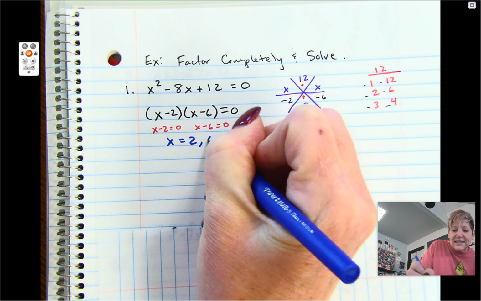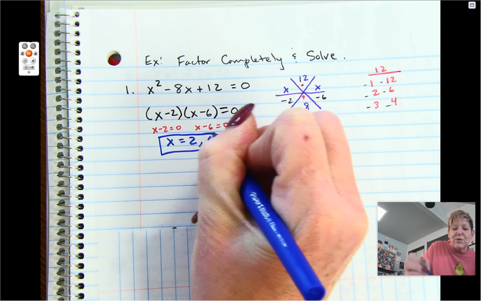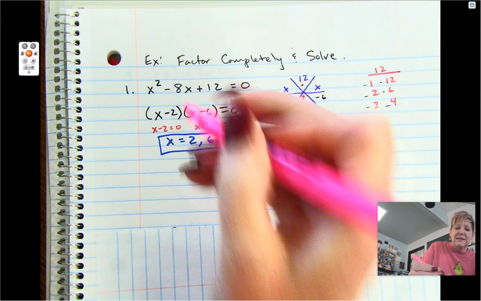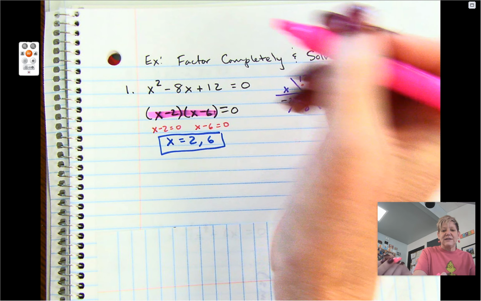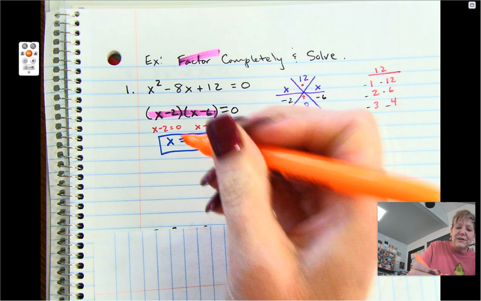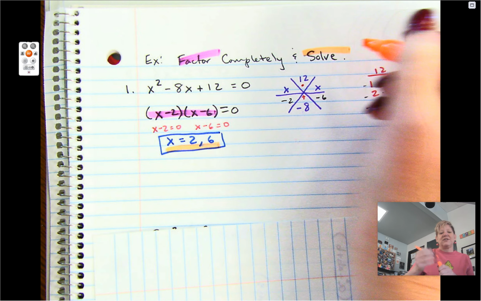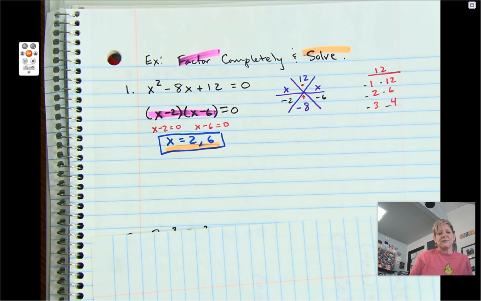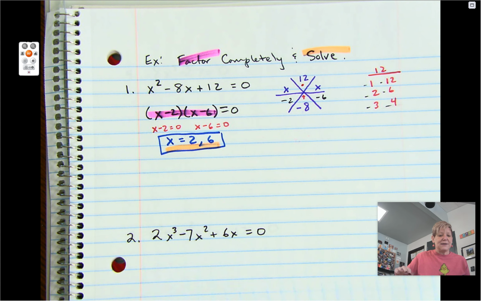2 and 6. And so you factored it here. This is factored. And this one down here, this one is solved. So you needed to factor it and solve it. So we did both of those. All right. You should remember how to do that from IM2. Let's take a look at our next example.